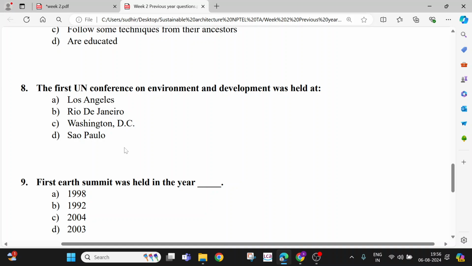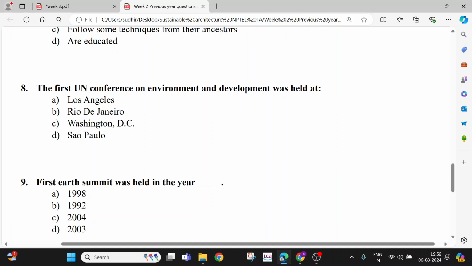So this is very clear. Both the questions are interlinked. If you recall, the first UN Conference on Environment and Development, which is also known as the Earth Summit, was held in Rio de Janeiro, Brazil, in the year 1992. With this explanation, we can answer both question 8 and question 9. So all of you are well aware of this answer.